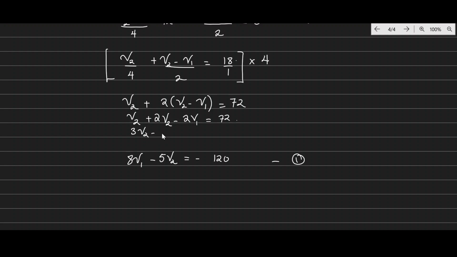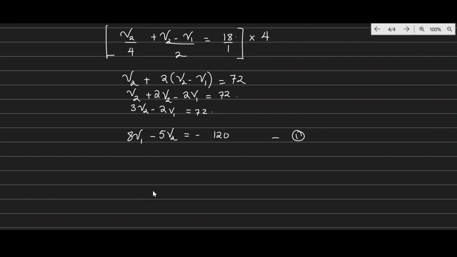3V2 minus 2V1 equal to 72, right? So this is the second equation. Now we have two equations. The first equation was this, and the second equation is 3V2 minus 2V1 equal to 72. Now we need to solve these two equations.